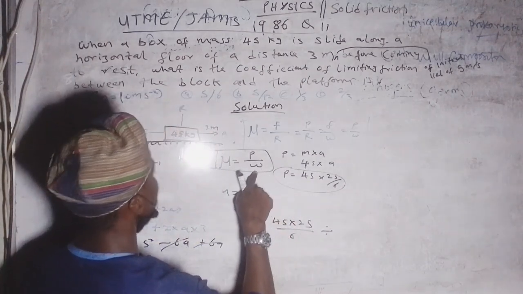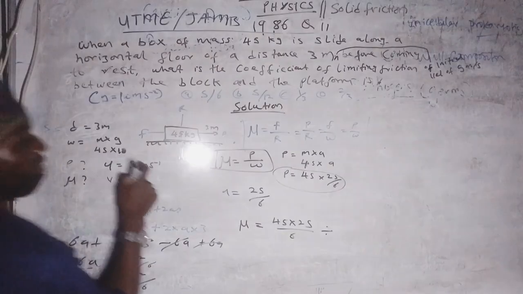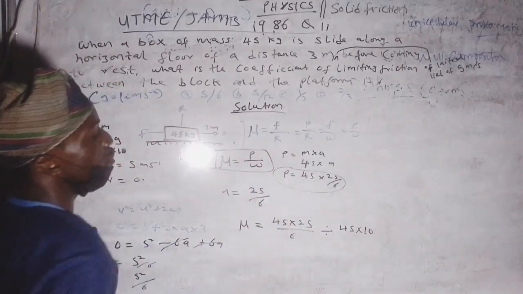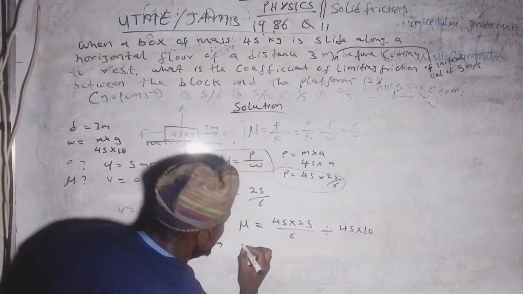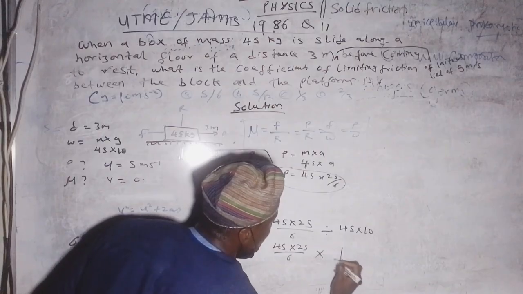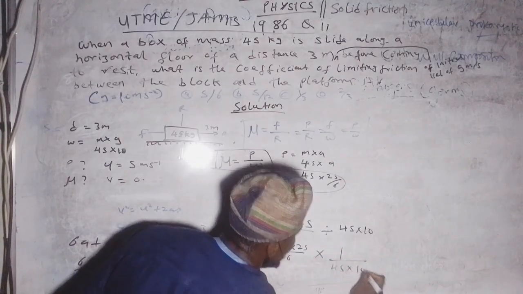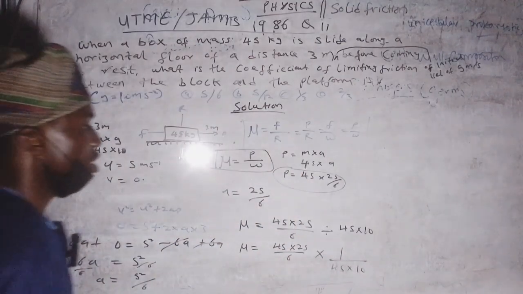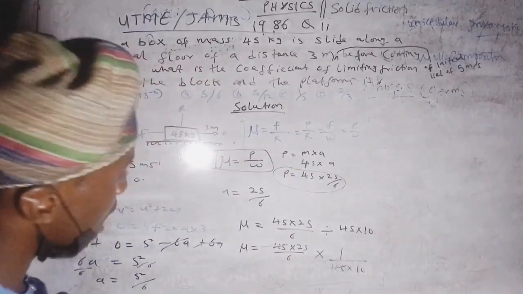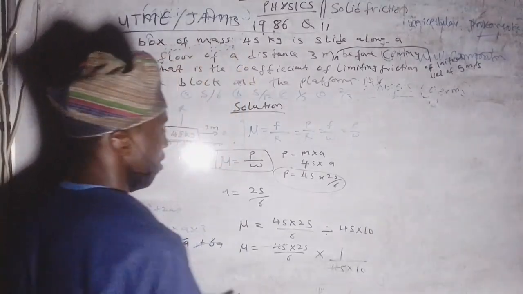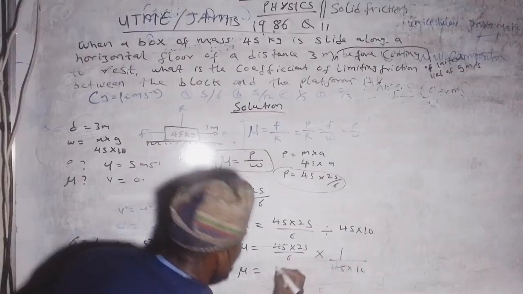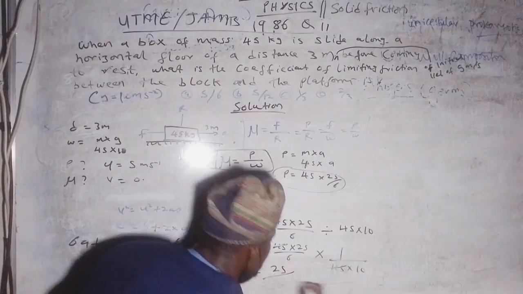Our weight is mass times acceleration due to gravity. I think I calculated it: 45 times 10. If you want to turn this division to multiplication, the coefficient equals 45 times 25 over 6 multiplied by 1 over 45 times 10. You understand? So 45 will cancel 45. The coefficient of static friction equals 25 over 6 times 10, which is 60.